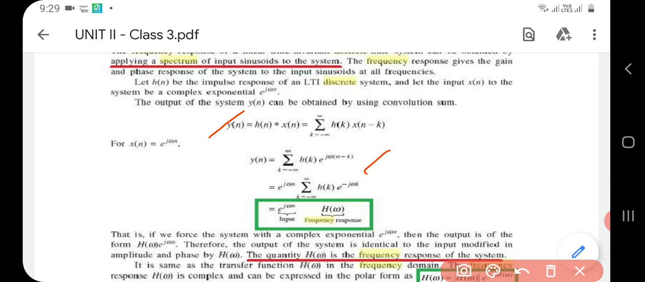Here e raised to j omega n is taken out and the summation is kept as such. So e raised to j omega n is written as such, and the term involving the summation is replaced by the quantity capital H of omega, and that particular quantity is called the frequency response of the system. It is given here. So we see that if we force the system with a complex exponential e raised to j omega n, then the output is of the form H of omega e raised to j omega n. In that, e raised to j omega n is the input, and the quantity capital H of omega is called the frequency response of the system.